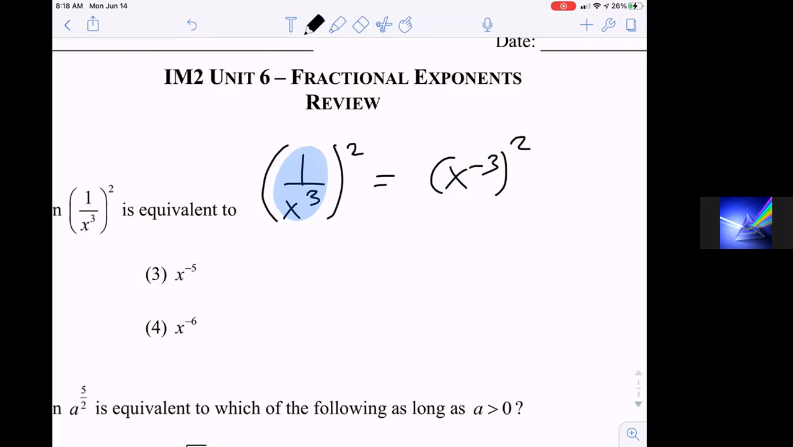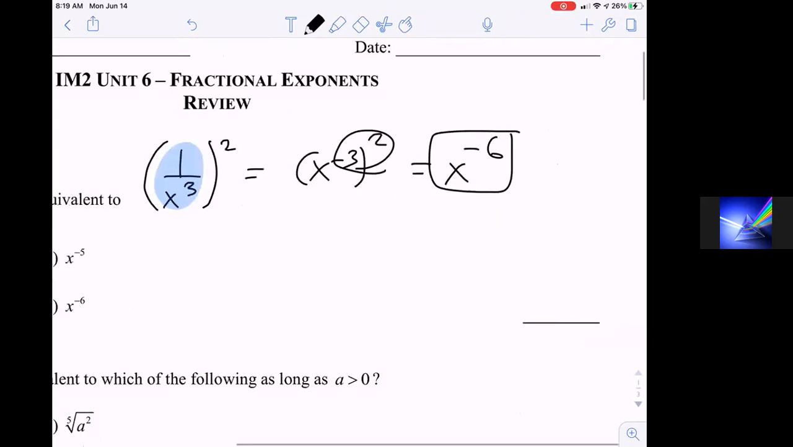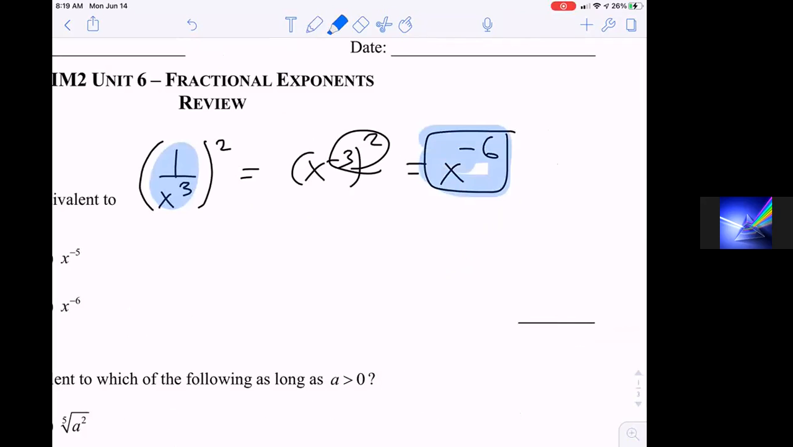Then we see that we have a power to a power. What do we do with a power to a power? We multiply. And so we get x to the -6. Now that's one way. That's one way we could have arrived at that result.